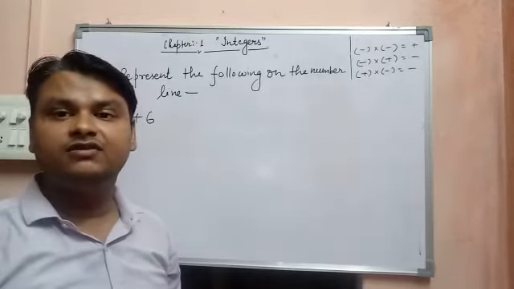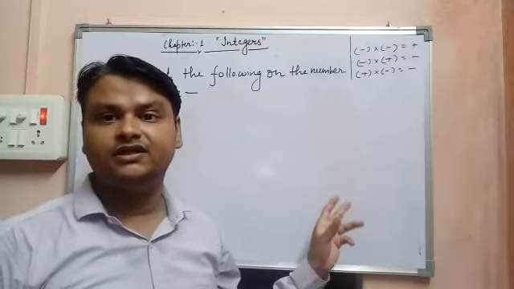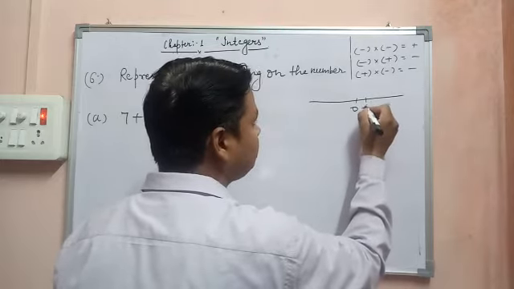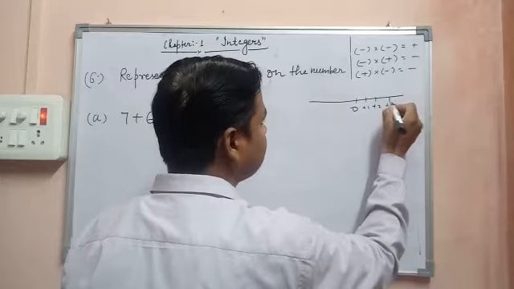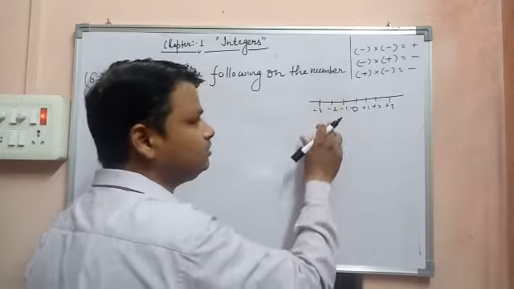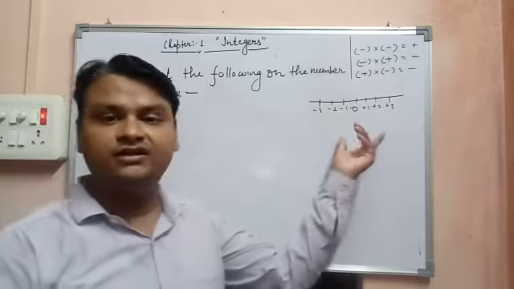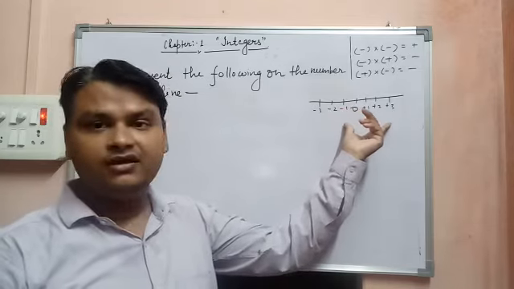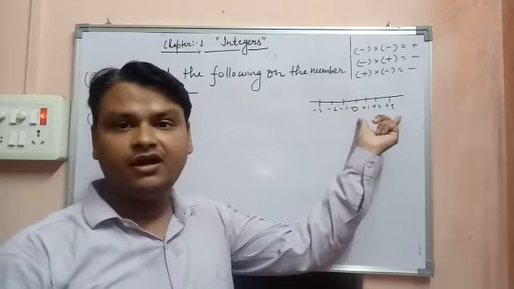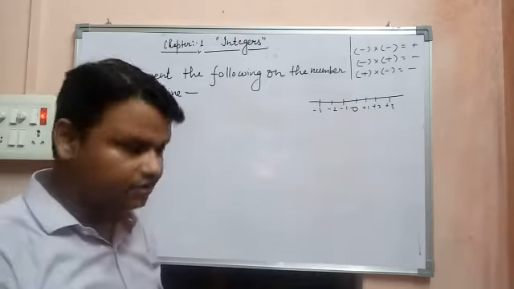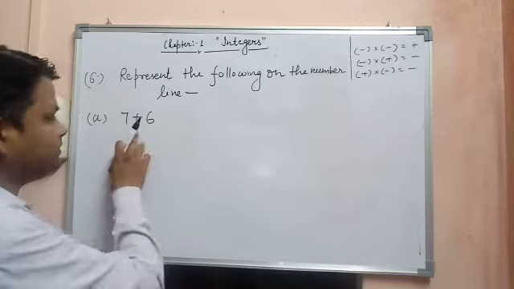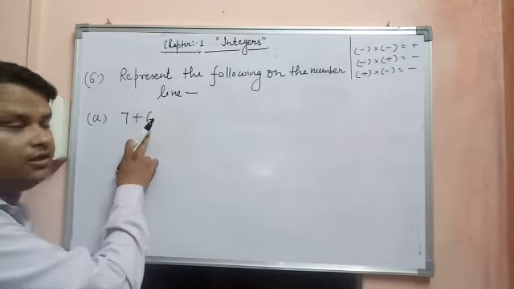Number line is the line in which every point represents an integer in this way: 0, +1, +2, +3, and before 0 is -1, -2 and -3. This is the number line. It is a horizontal line in which every point is represented by an integer. This is the definition of number line. So you have to represent the addition of these numbers on the number line.